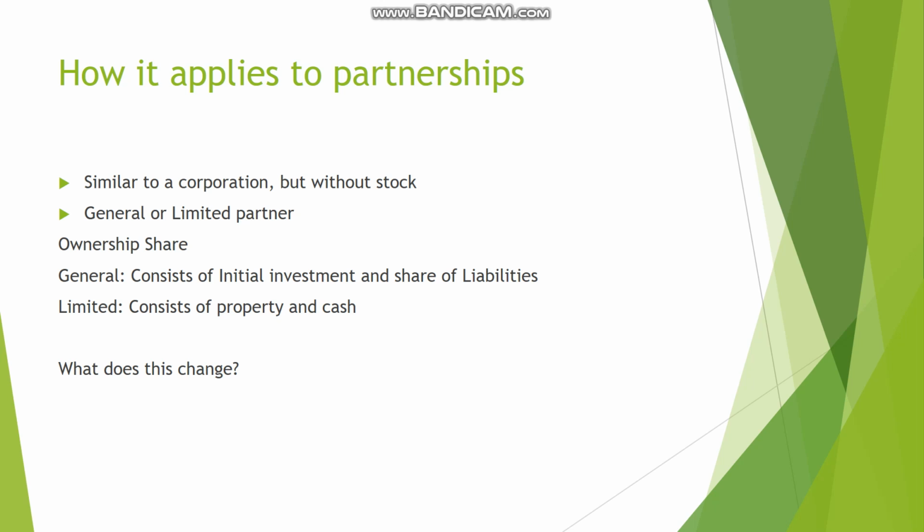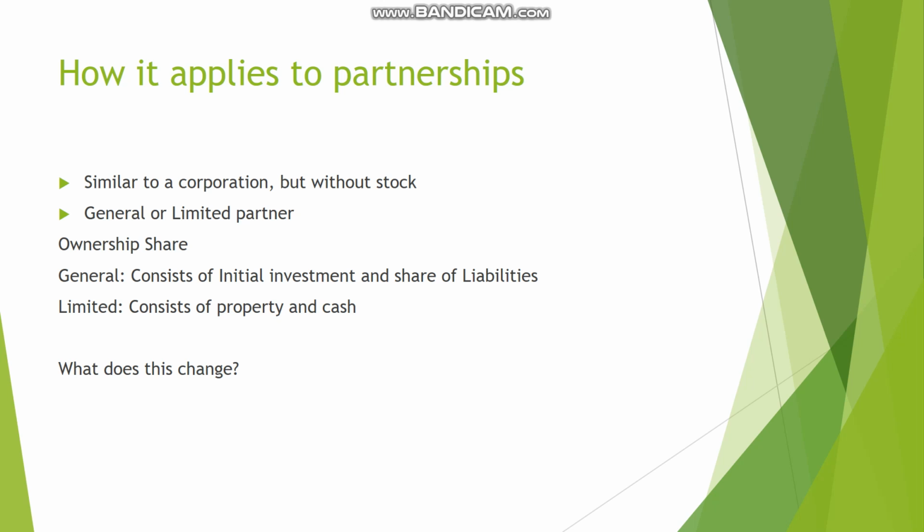Now, finally, with partnerships, the thing to know about this is that these are similar to acquisitions of a corporation, but without the stock aspect. So there's two ideas that we'll need to know here. The idea of having a general partner and a limited partner. The difference is the ownership share. The ownership share of a general partner consists of the initial investment and share of liabilities, whereas a limited partner consists of only the property and cash that they bring into the company.